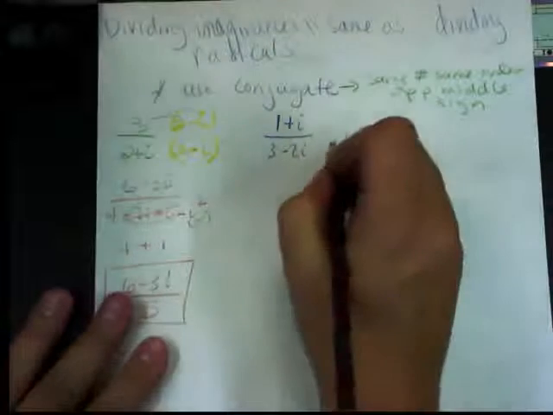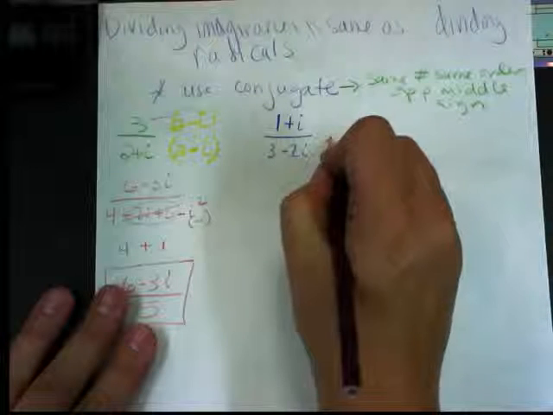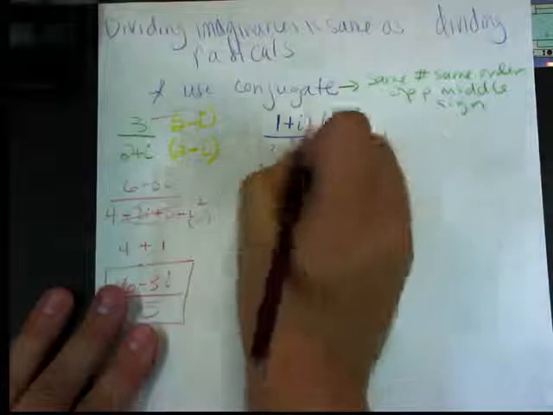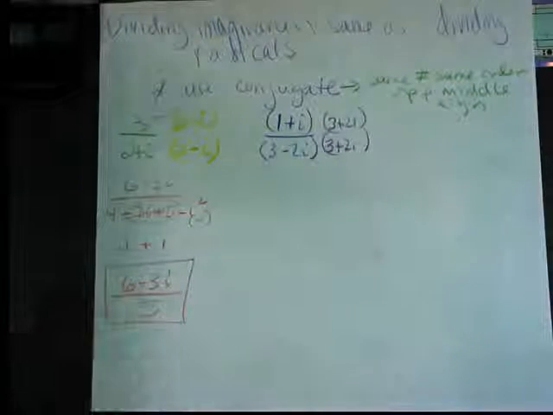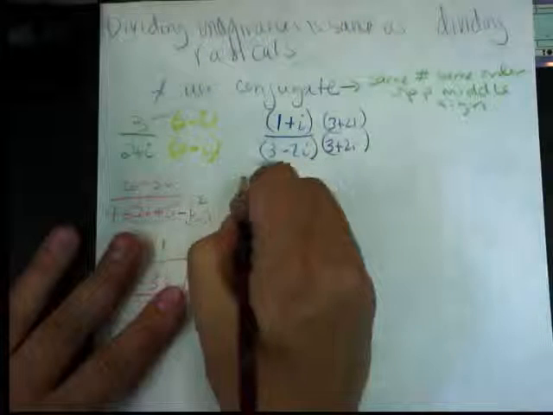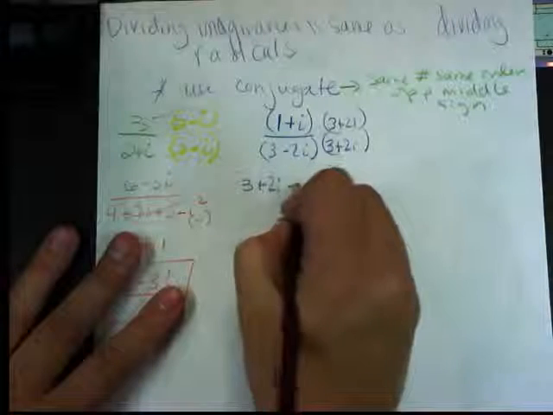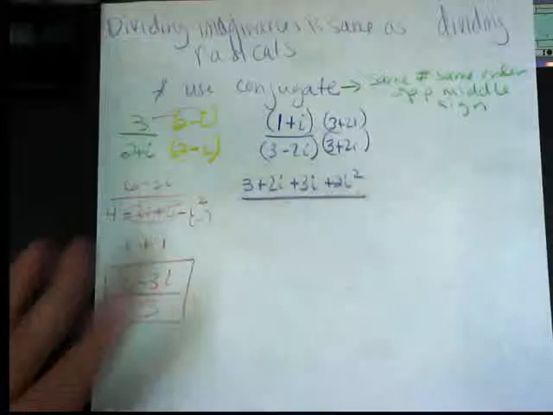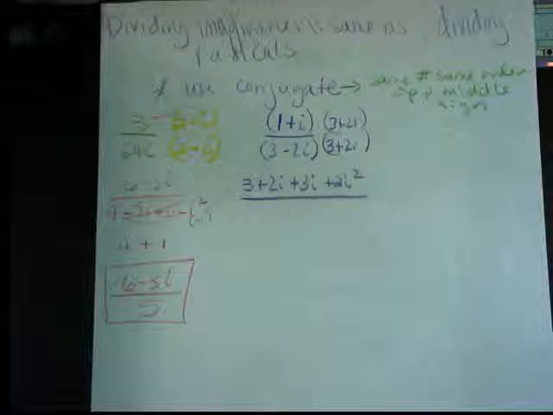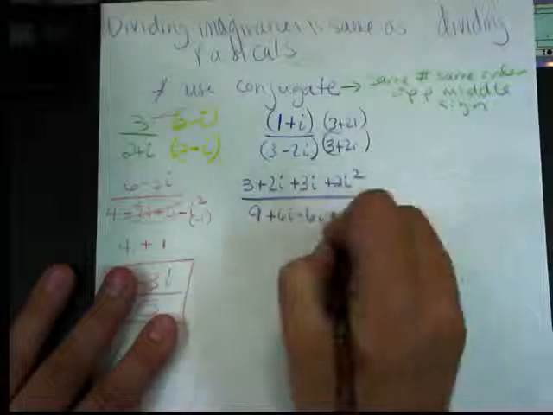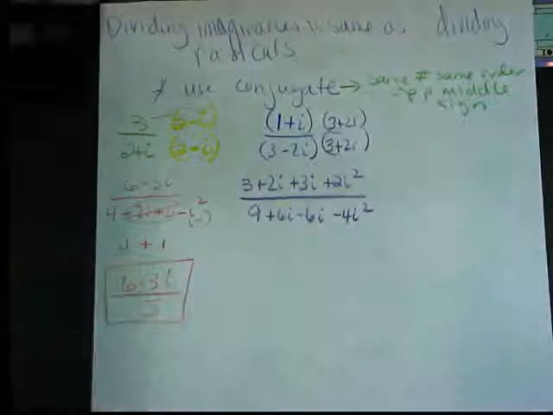All right, you should have gotten that the conjugate was 3 plus 2i. Same number, same order, opposite middle sign. Now when I multiply in the numerator, I'm going to get 3 plus 2i plus 3i plus 2i squared. That's just distributing, normal FOIL: first, outer, inner, last. And on the bottom, I'm going to get 9 plus 6i minus 6i minus 4i squared.